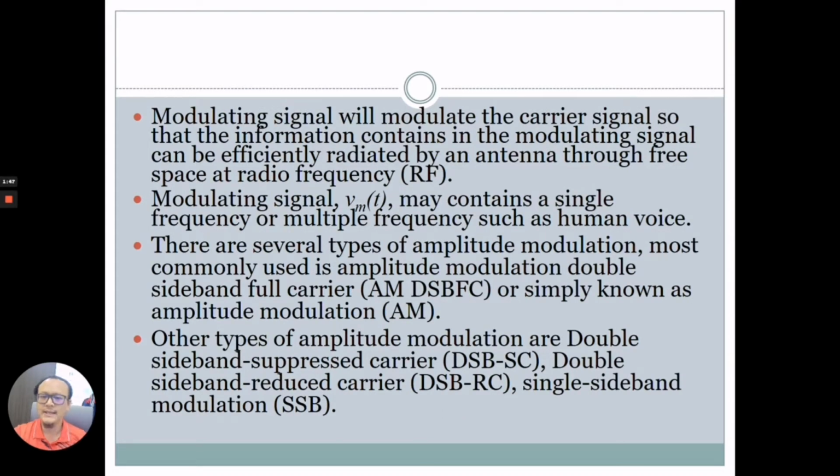The modulating signal or baseband signal, we call it VM(t), may contain a single frequency or multiple frequencies such as the human voice. There are several types of amplitude modulation. The common one is AM DSBFC, amplitude modulation double sideband full carrier, or simply AM. Other types of amplitude modulation are DSBSC, suppressed carrier, and DSBRC, reduced carrier. Another one is SSB, which is single sideband modulation.